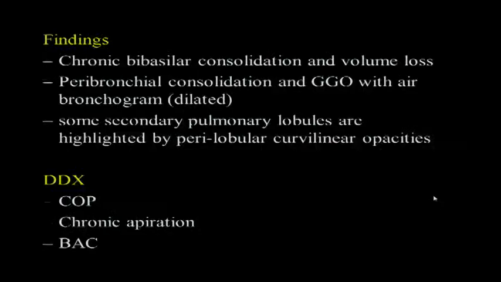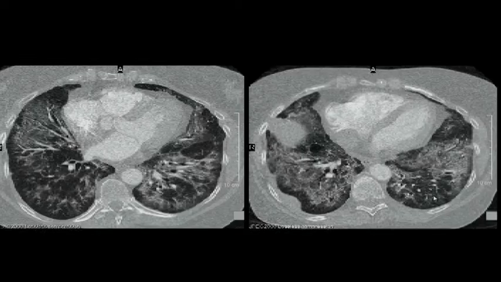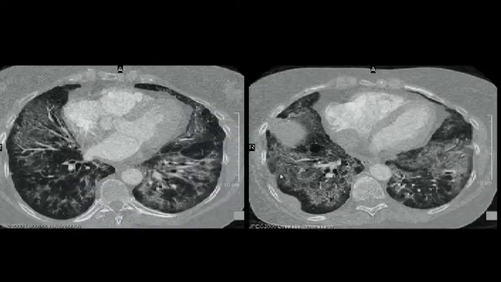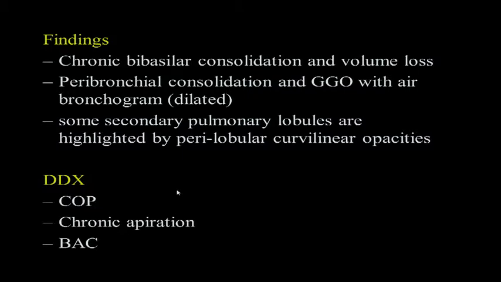Let's review the findings again. You still have time. So you have some volume loss that we said. There was basilar airspace disease. Peribronchial consolidation with ground glass opacities. There's mild dilatation of the bronchi, as you can see, the tram-track sign. Some secondary pulmonary lobules are highlighted by perilobular curvilinear opacities. It's a very HRCT type finding. COP, chronic aspiration, and BAC.